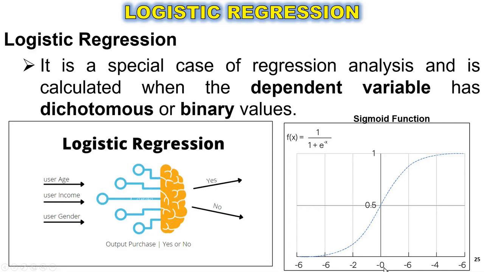Since logistic regression needs a dependent variable that has only two values, two values like positive or negative.